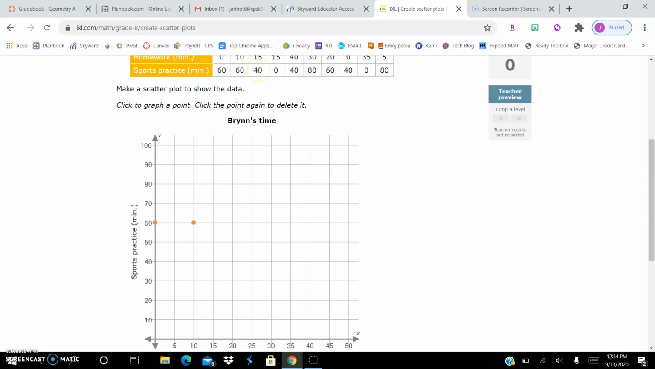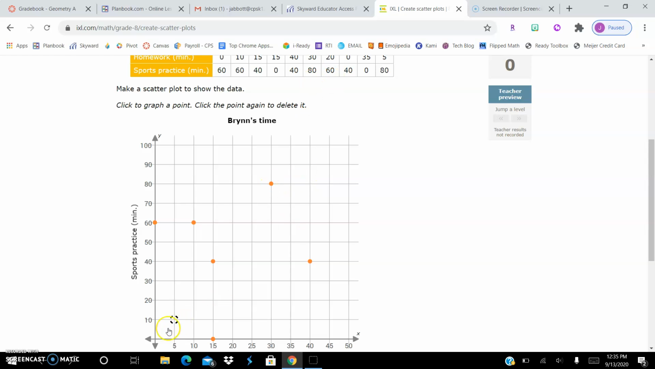The third one is 15 minutes of homework and 40 minutes at practice. So back to the origin, crawl 15, climb 40. Then we have 15, 0, crawl 15 and climb 0. So right there. 40, 40, 40 minutes of homework, 40 minutes of practice. Crawl 40, climb 40. 30 minutes of homework and 80 minutes of practice. Crawl to 30, climb to 80.